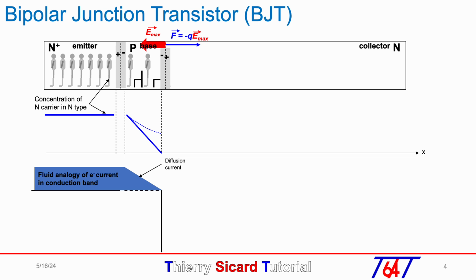Almost the totality of the diffusion current will be in the waterfall. I said almost because a small part of the water will be infiltrated in the permeable soil shown by the dotted line. This water infiltration is the analogy of the base current. The waterfall is the analogy of the collector current.